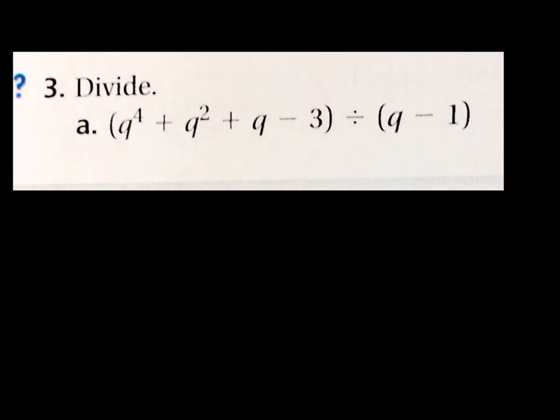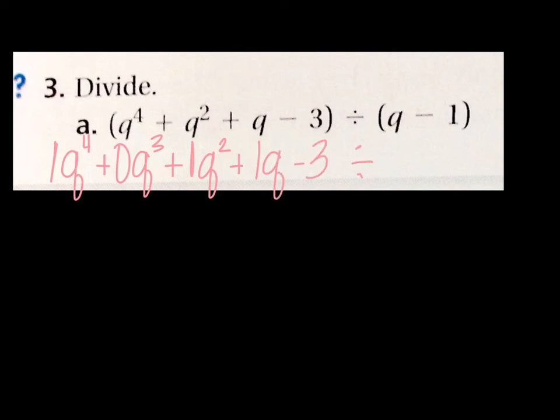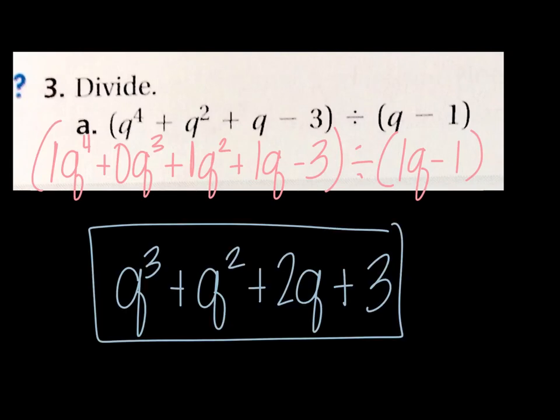Okay, I want you to try this one on your own, but I will tell you that there is a 0 coefficient, and it's going to be to the third power, so you're going to put 0. You can put a 1 in front of those: 0 to the third, and that's going to be 1q squared plus 1q minus 3 divided by 1q minus 1. Try that on your own, and then I'll give you the answer in just a second. Okay, there's your answer. Hopefully you got it right.